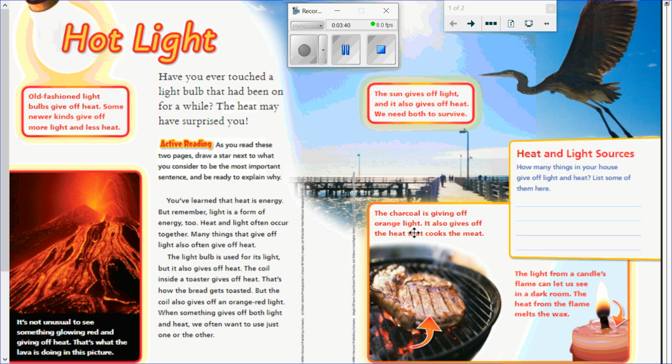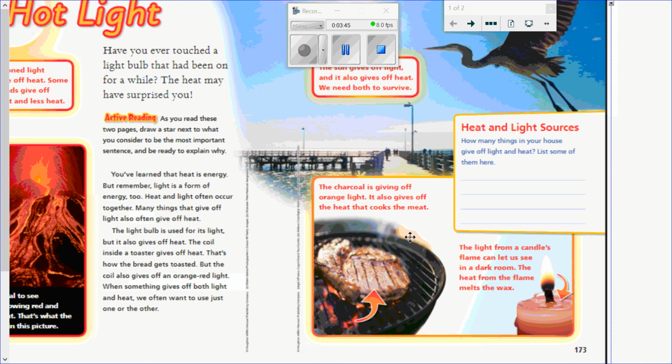The charcoal is giving off orange light and it also gives off the heat that cooks the meat. The light from a candle's flame can let us see in a dark room. The heat from the flame melts the wax.